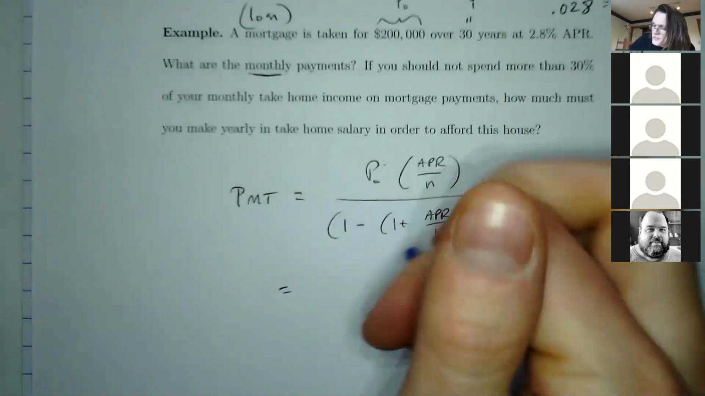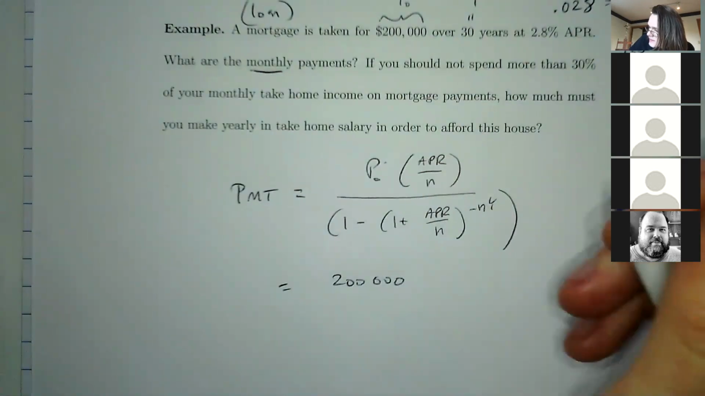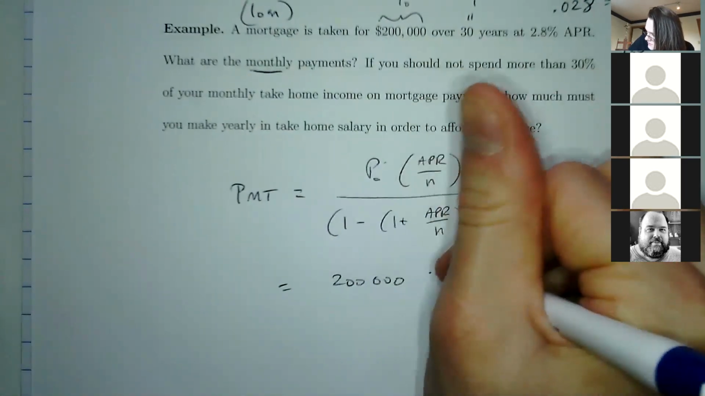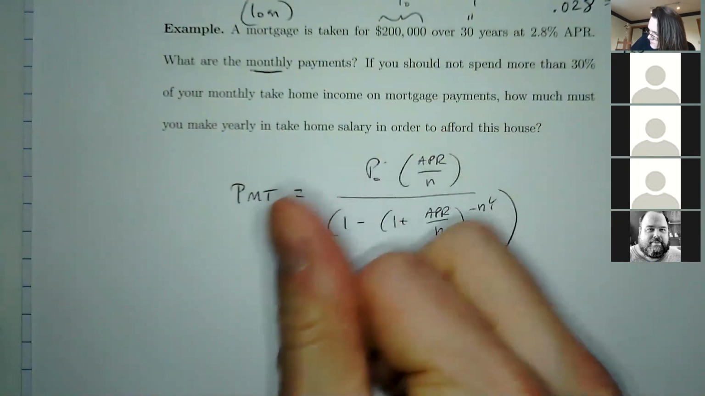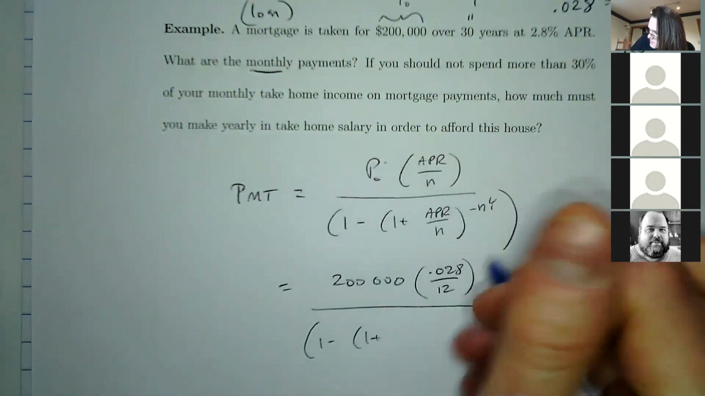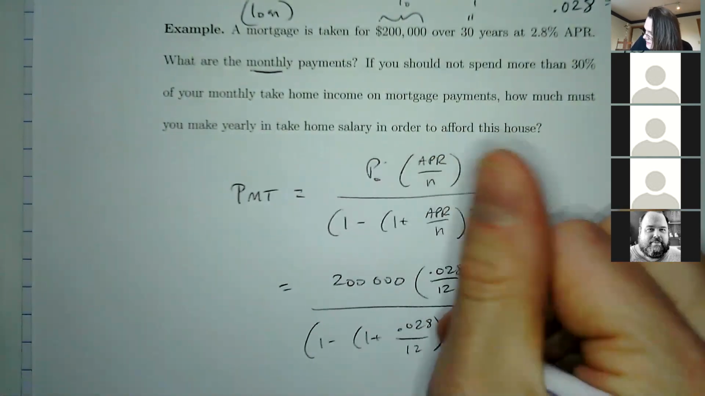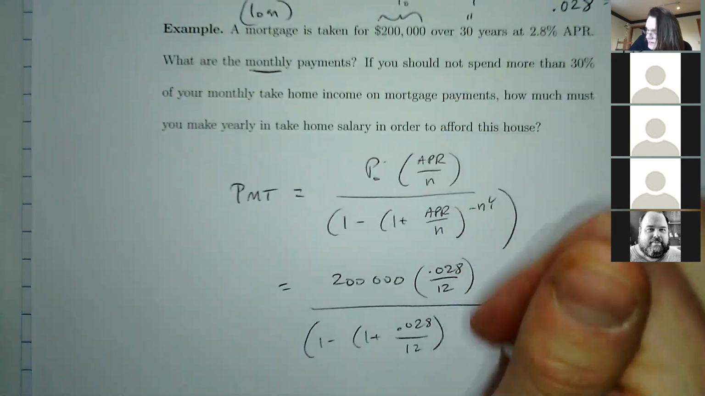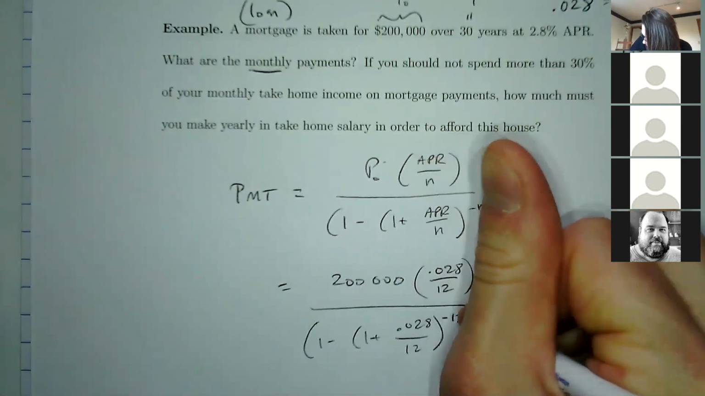So let's see. So 200,000, and then APR is 0.028 over 12. All right. 1 minus, and we're just plugging things in. APR is 0.028 over 12 again, because we're doing things monthly. And then it's for 30 years, and then N is 12 because we're doing things monthly. So it's to the minus 12 times 30.